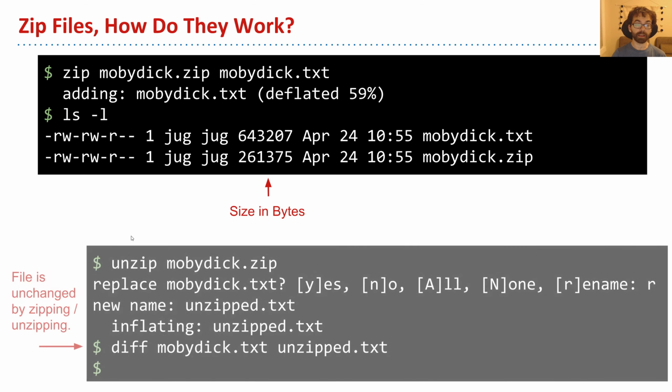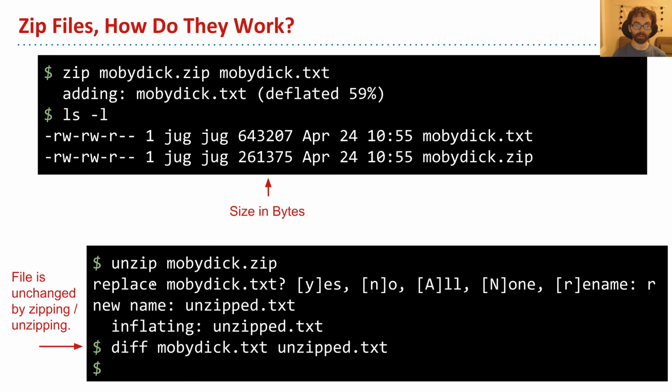Then later, I can unzip that file, and if I create a new file called unzipped.txt, and I ask for the difference between the original and the one we've just unzipped, we see there is no difference. So how does that work? That's going to be one of the questions we try and address today.